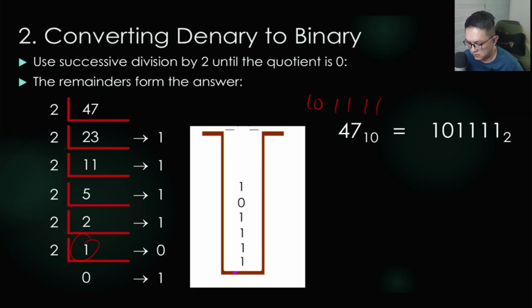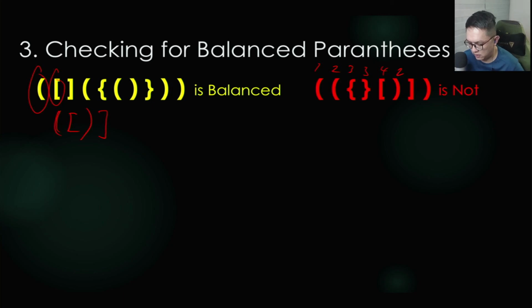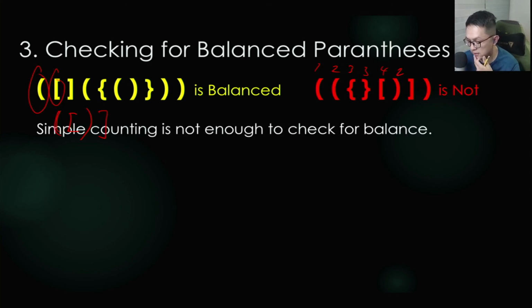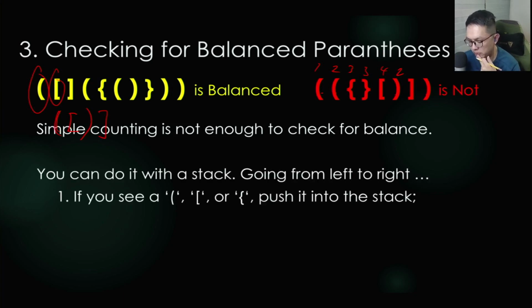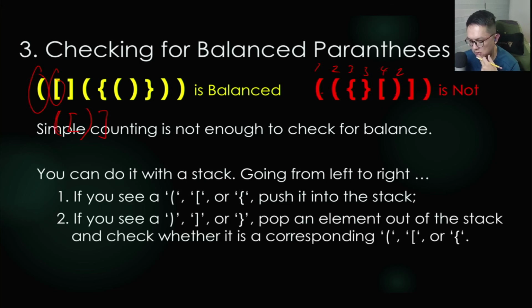So you can basically use stacks to check for this as well. We can't just count, for example, one bracket, two brackets, 3, 4, as even. Each one has a pair, but they have to be in the right order as well. With a stack, if you see an open bracket, you push it in the stack. If you see a closed bracket, pop an element out, then compare whether it is the corresponding bracket or not. You will see this example inside your tutorial later.